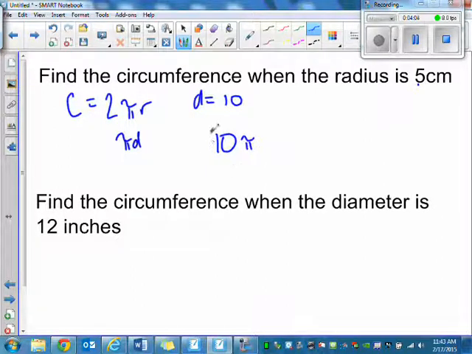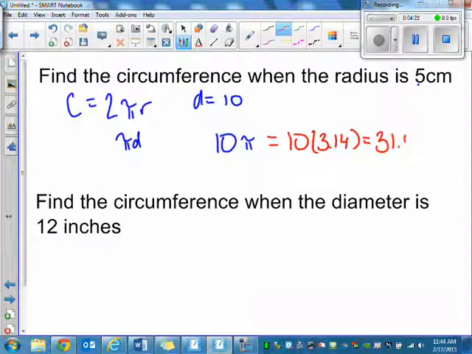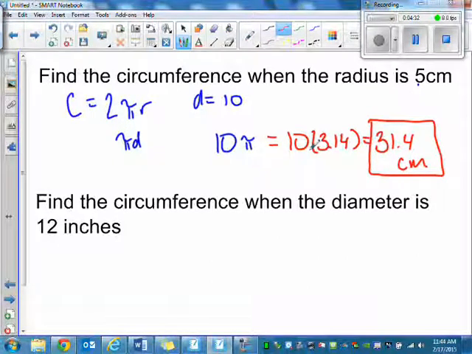Now as you get older, this is going to be your answer, 10 pi. That's it. But in middle school, they do like you to practice multiplying it by the 3.14. Okay, so 10 times 3.14 is 31.4 centimeters for your circumference. So in your lifetime, you will see this answer as just 10 pi or as 31.4.